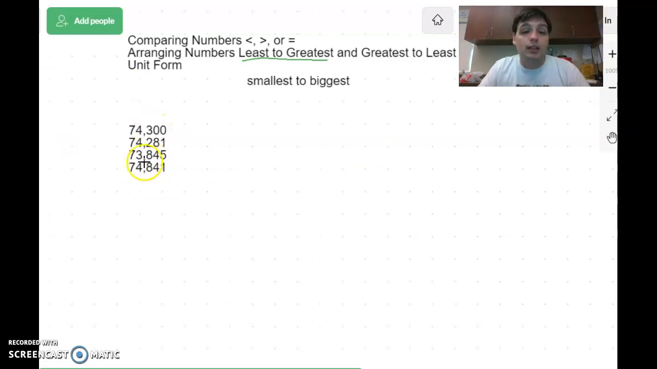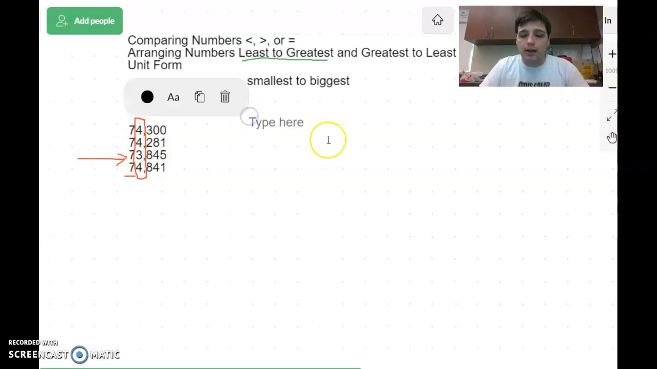Once again, let's start at the 10,000s place, our largest place value. They're all the same. They're all 7s. We need to move on. Okay, here at the thousands place, I have my differences. Here's something different. I have a 3. Right there, I know that is my smallest number. I can start right there and I can write it down.